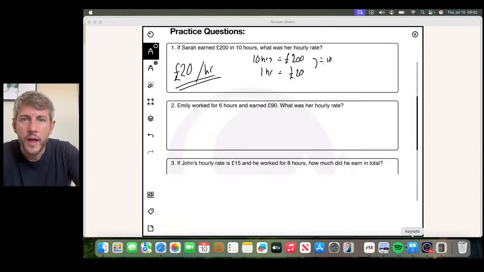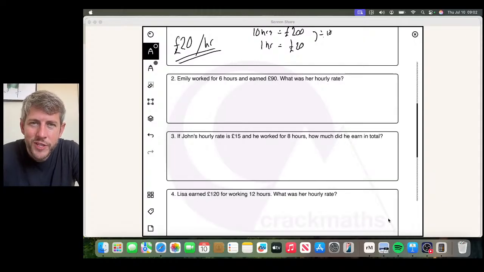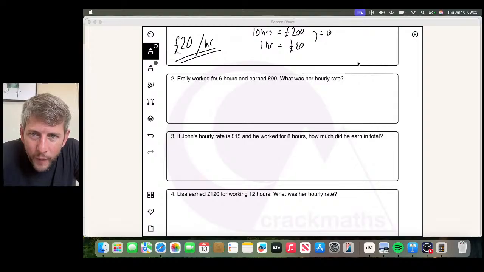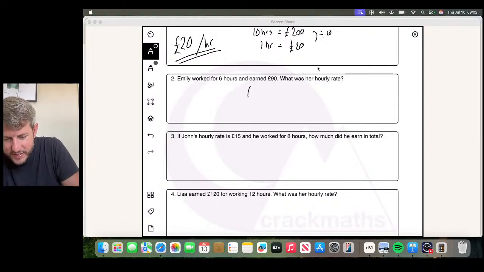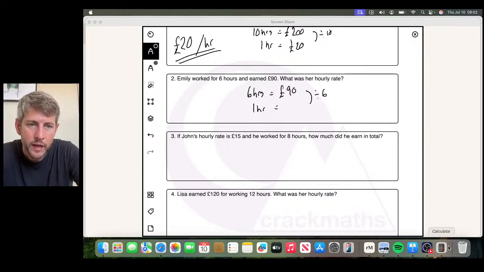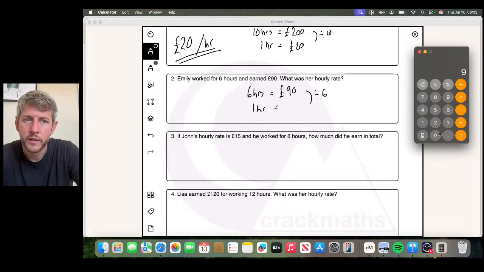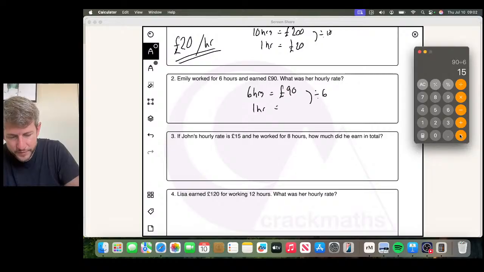Emily worked for 6 hours and earned £90. What was her hourly rate? So 6 hours gets her £90. If we want 1 hour, we'll have to divide this by 6. 90 divided by 6 is 15, but you can also do it on the calculator. So Emily gets £15 per hour.